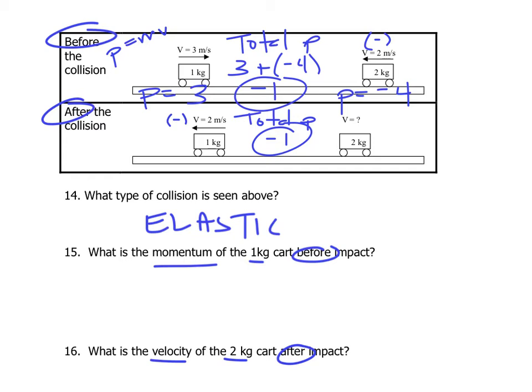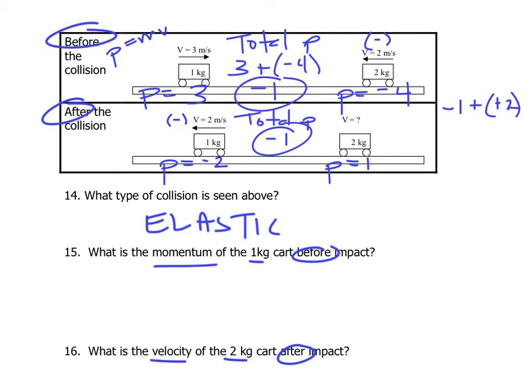So 1 times a negative 2 is a negative 2. And if my total momentum is a negative 1, and the momentum of the first cart here on the left is a negative 2, then to find the momentum of this cart on the right, I take negative 1 and subtract a negative 2. The two negatives cancel each other out, and you end up with negative 1 plus 2, which is a positive 1.